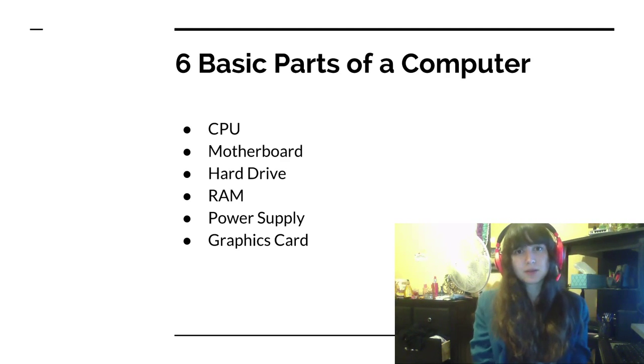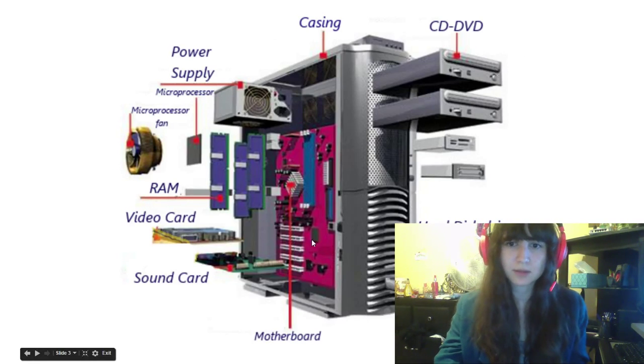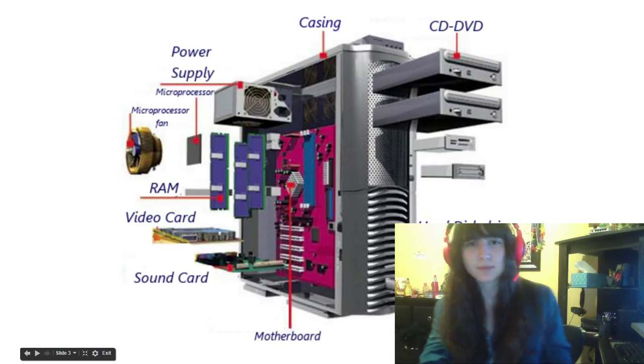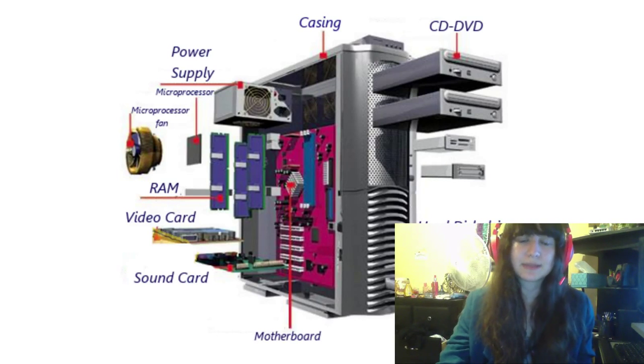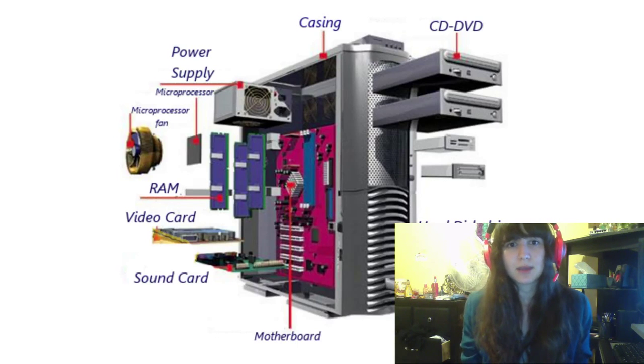The CPU stands for Central Processing Unit. You can see it here. It's actually labeled as microprocessor here. The CPU is the mind of the computer. It does all the thinking and is usually the biggest factor in how fast a PC runs.